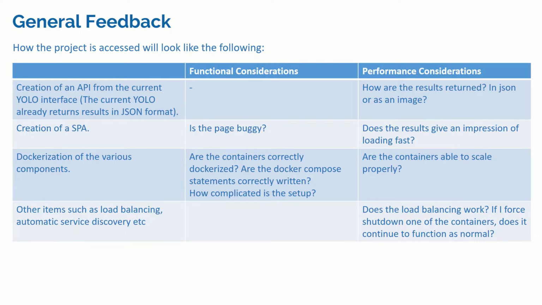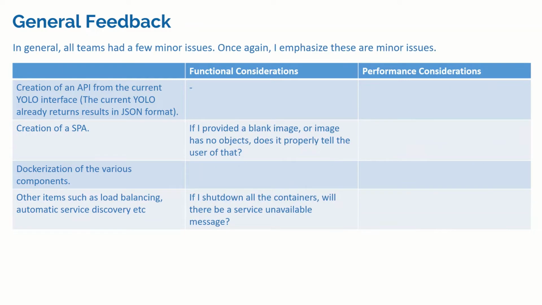Some of the performance considerations for the API may be things like how the results are returned, whether they give the impression at least of a fast load, and whether they are able to scale properly or not. These are just some of the metrics that I use. They are not exhaustive, but generally they should be some of the things that you watch out for.